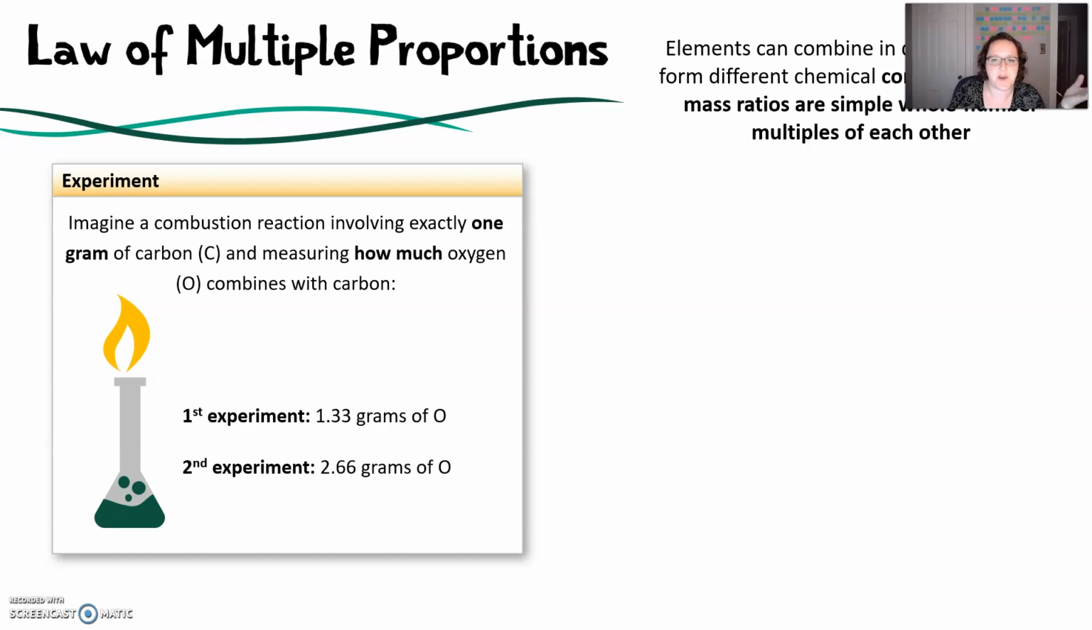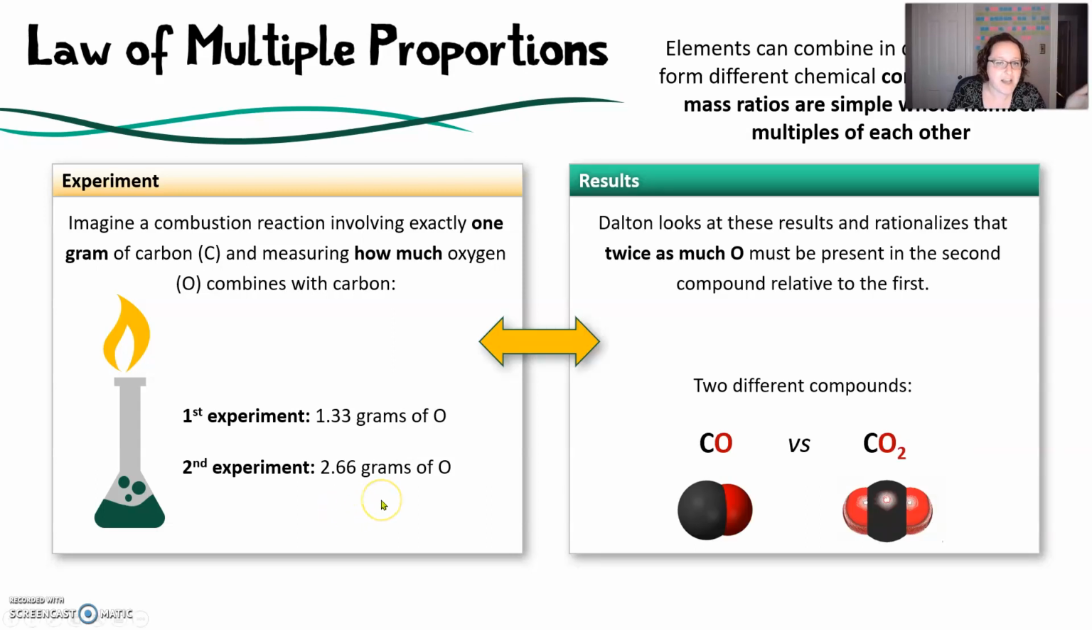Let's imagine an experiment where exactly 1 gram of carbon is combusted in the presence of lots of oxygen, and the amount of oxygen that reacts with the 1 gram of carbon is measured. In the first run of the experiment, 1.33 grams of oxygen reacts with the 1 gram of carbon, but in a second run of the experiment, 2.66 grams of oxygen reacts with 1 gram of the carbon. That's exactly twice as much oxygen per carbon as in the first run.